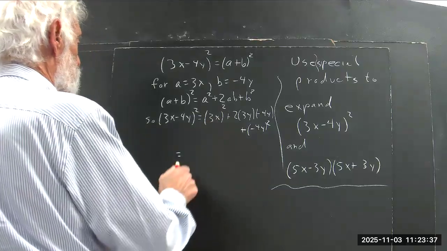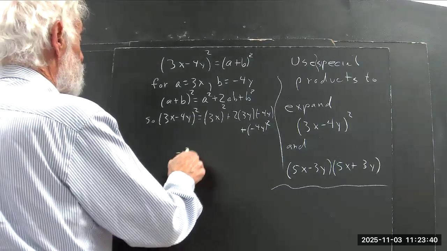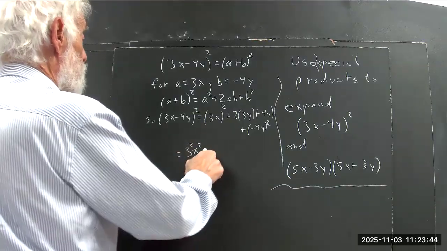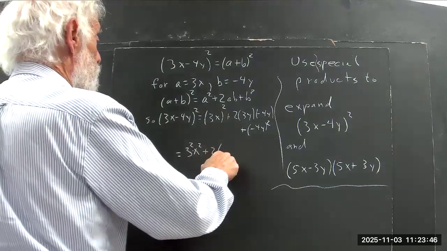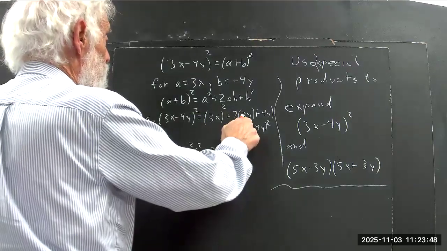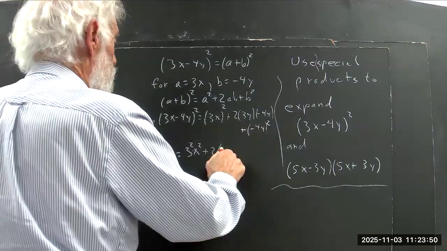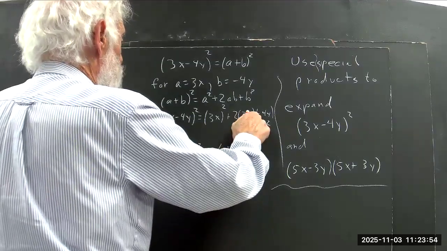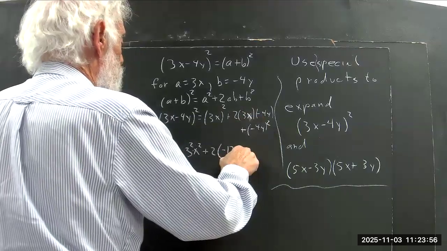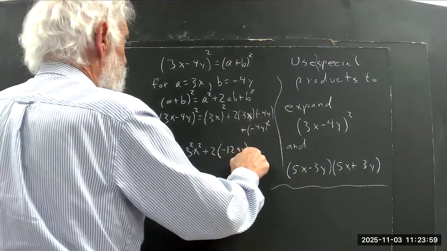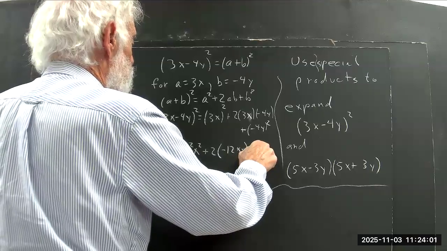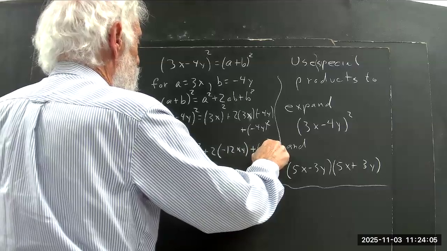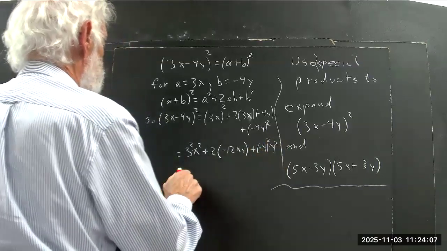Now, square of 3x, I'm going to be really complete about this. It's 3 squared times x squared plus 2 times 3x times negative 4y is negative 12xy. And then plus negative 4 squared times y squared, which is 16y squared.